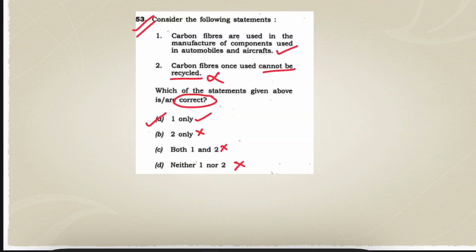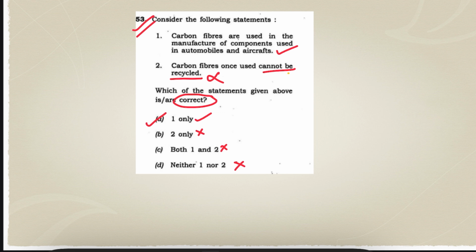Here is an example. In attempting this question, what you have to do is read the statement: carbon fibers are used in the manufacture of components used in automobiles and aircraft. By reading the statement, I think that this is correct. I'll put a little tick mark in front of it. Now I'll read the second statement: carbon fibers once used cannot be recycled. I put a cross because we cannot always be 100% sure that they cannot be recycled to any extent. So this is a wrong statement.